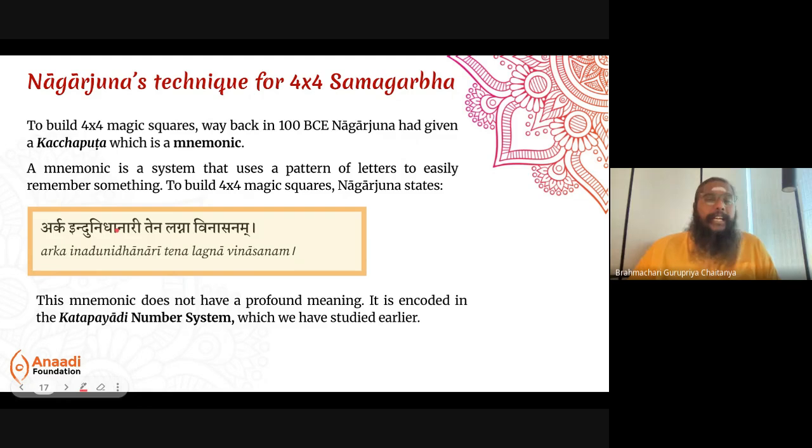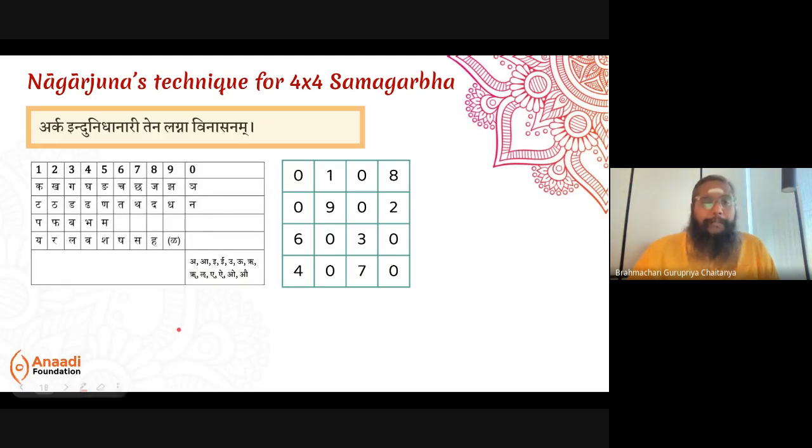Arka Indu Nidhanari, Tena Lagna Vinasanam. It goes like that. It doesn't mean anything specifically. But Arka is Surya, Indu is Chandra. It's easy to remember. Arka Indu Nidhanari, Tena Lagna Vinasanam, he says. Now, do you remember the Khatapayadi number system? We saw this Khatapayadi number system. Now, help me decode this verse in Khatapayadi number system, please.